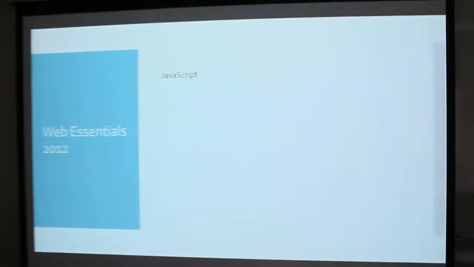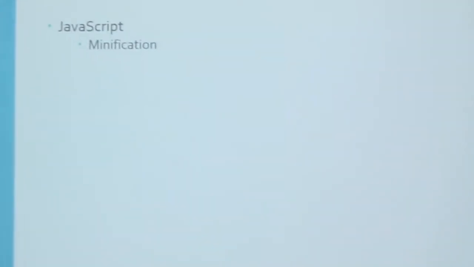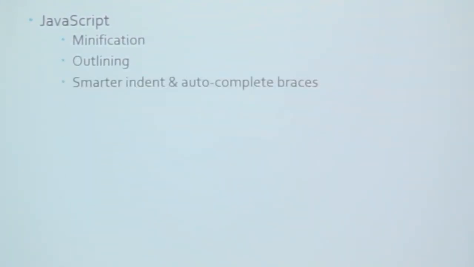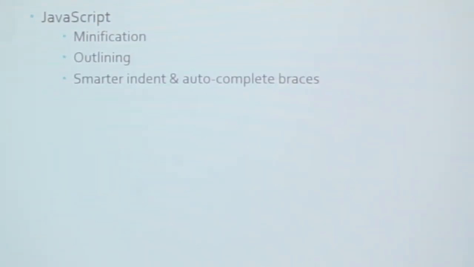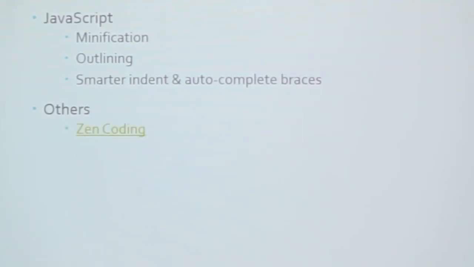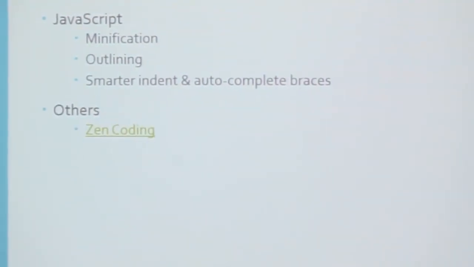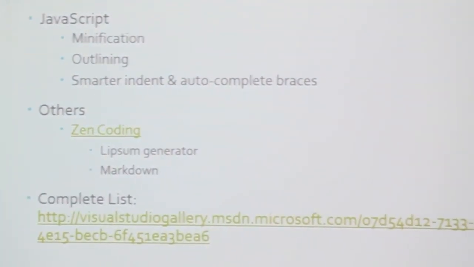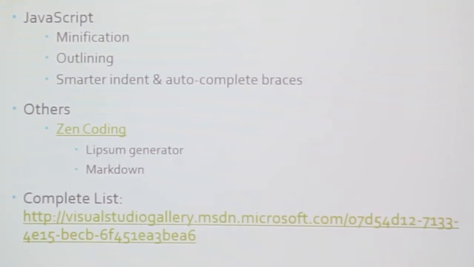It'll also keep vendor-specific property values in sync while typing. It has browser support for properties and selectors, Modernizr support, IntelliSense enhancements. There's more. There's JavaScript support changes, including minification, outlining, smarter embed, and autocomplete braces. Other features that it includes are Zen Coding, which includes the lipsum generator, and Markdown. This is just a small list that I'm sharing here.